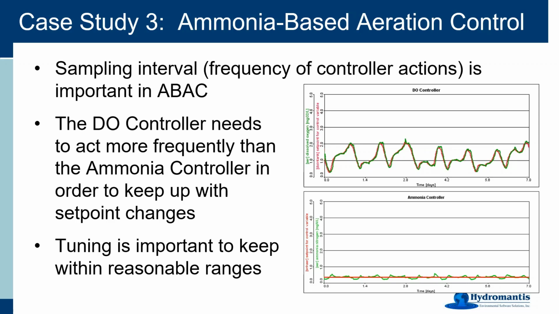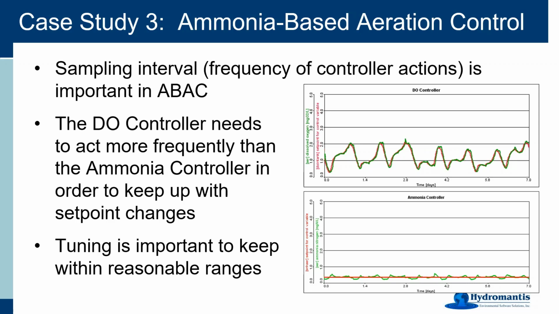And so, therefore, you need to have the DO controller acting more frequently than the ammonia controller. And the reason is because you need that DO controller to have enough actions to catch up to the new thing that it's supposed to be doing. So you don't want it to be lagging behind all the time. We want it to be able to get to its set point quickly, do its job before that set point changes to something else, and then it's got to move over to that point too. So generally, the DO control loop has to act faster than the one for the ammonia control.